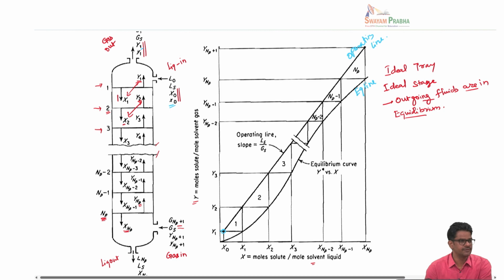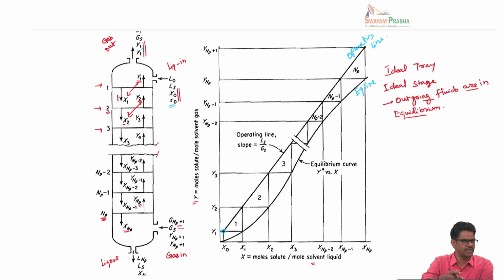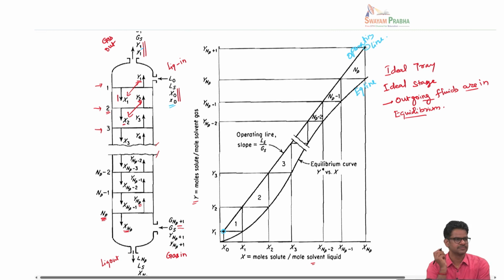That is the top of the column. And if you look at the bottom of the column, because of the way I talked about how we want to number these fluid streams, at the bottom you have XNP and YNP plus 1. So that is this point, YNP plus 1 and XNP. This basically denotes the bottom of the column, and this is the top.